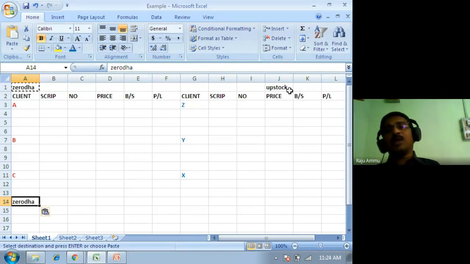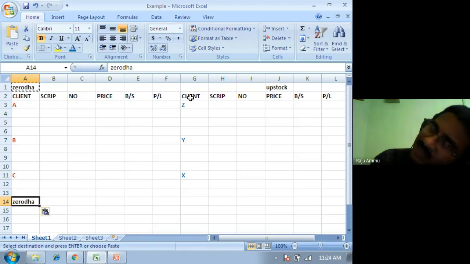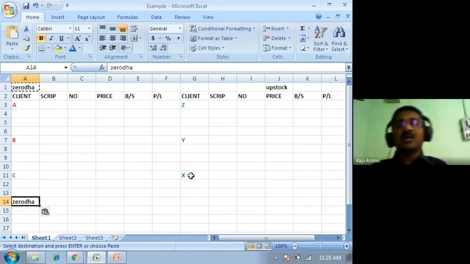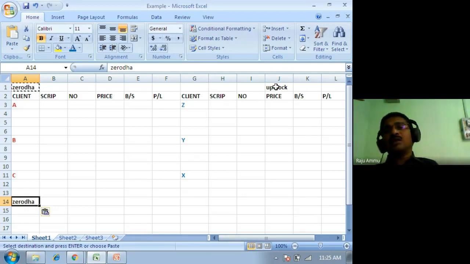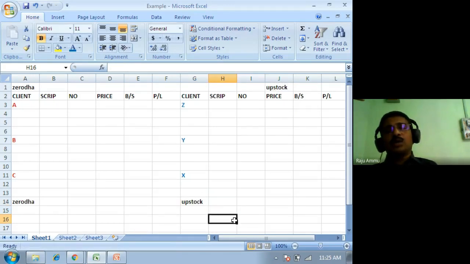Okay, let me also assume that you have Upstox as another broker on one side, and clients by the name Z, Y, and X are there, along with the trader. He also, let us assume that Upstox also purchases and sells shares for its own benefit. Okay, friends. So that is what has been imagined here.